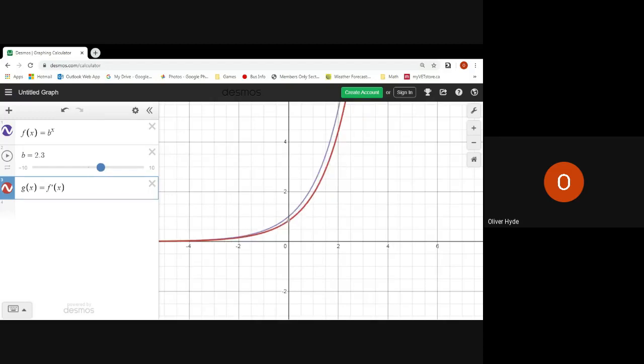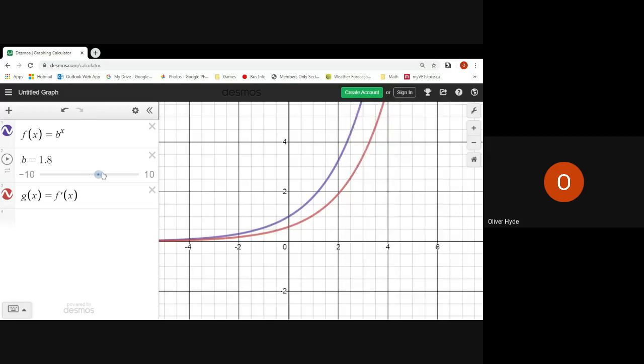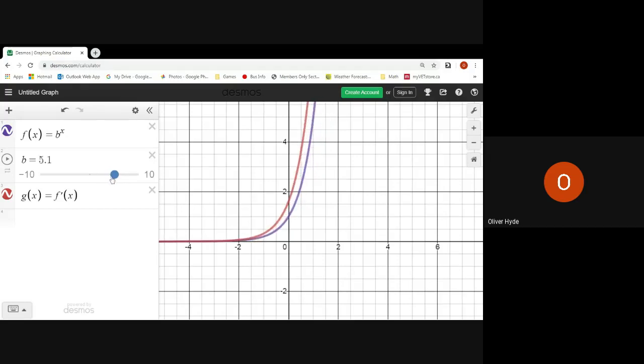With a base of 2, the rates of change are lower. There's my red curve, the derivative curve. Let's try projector mode. Oh, yeah. When my base is bigger than 3, my rates of change are higher. My derivative curve is higher than the original curve.